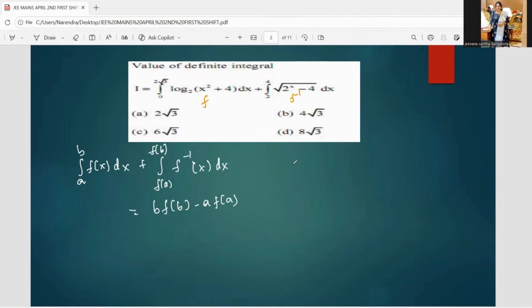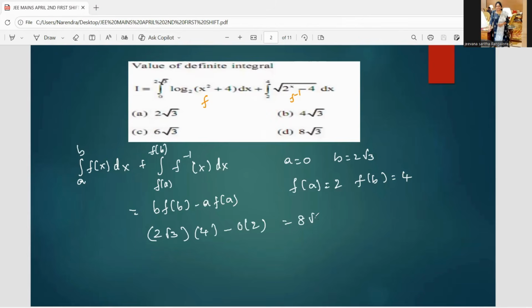Upon identifying that a is equal to 0, b is equal to 2 root 3, and f of a is 2 here, and f of b is 4, if you plug in these values, b means 2 root 3 times 4 minus 0 times 2. So it directly gives you 8 root 3. And by this we can identify the answer to be 8 root 3. It didn't take much time if we know the standard result. And the standard result is proved using substitution.